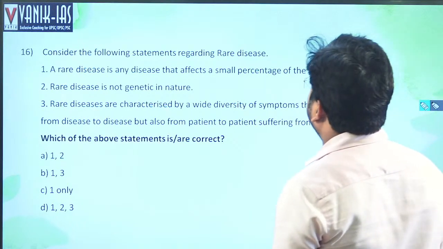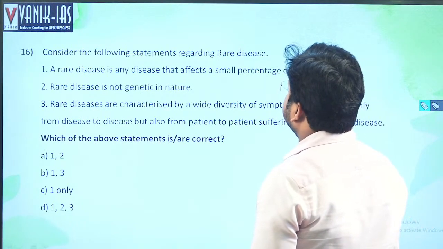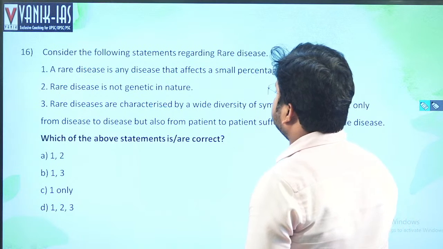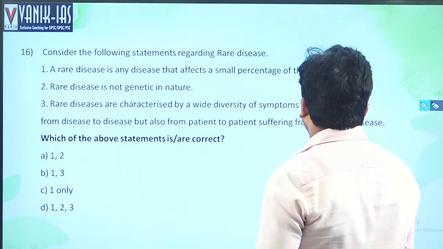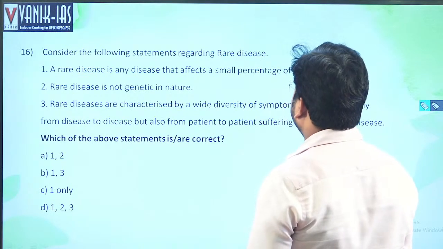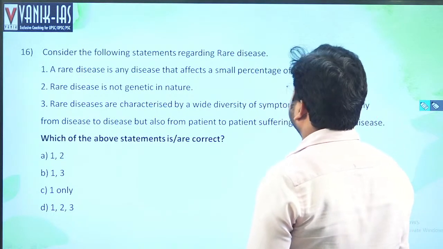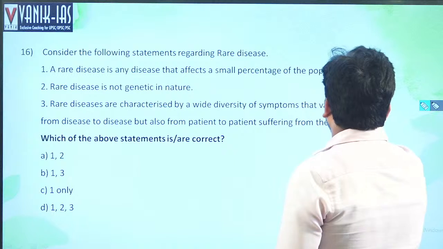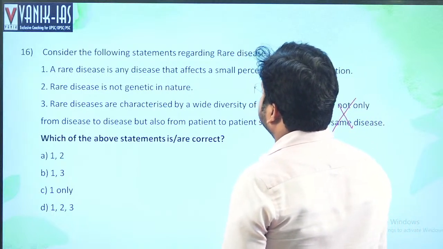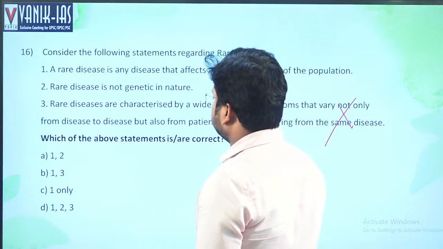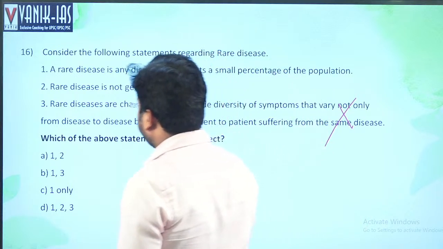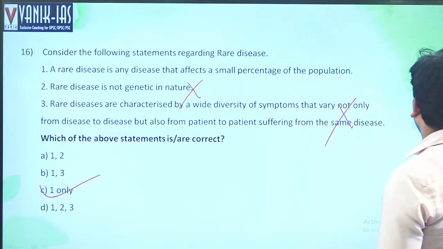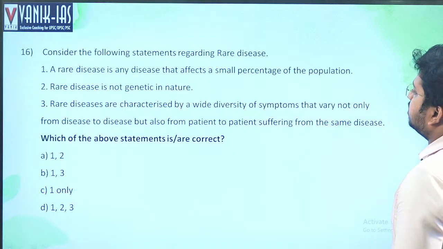Consider the following statements regarding rare disease. Rare disease is any disease that affects a small percentage of the population. Rare disease is not genetic in nature. Rare disease is characterized by a wide diversity of symptoms that vary not only from disease to disease but also from patient to patient suffering from the same disease. This statement is wrong: rare disease is not genetic in nature. Yes, it affects a small portion of the population, but they are hugely affected by it. It's very severe and the fatality rate is very high. They are rare diseases.